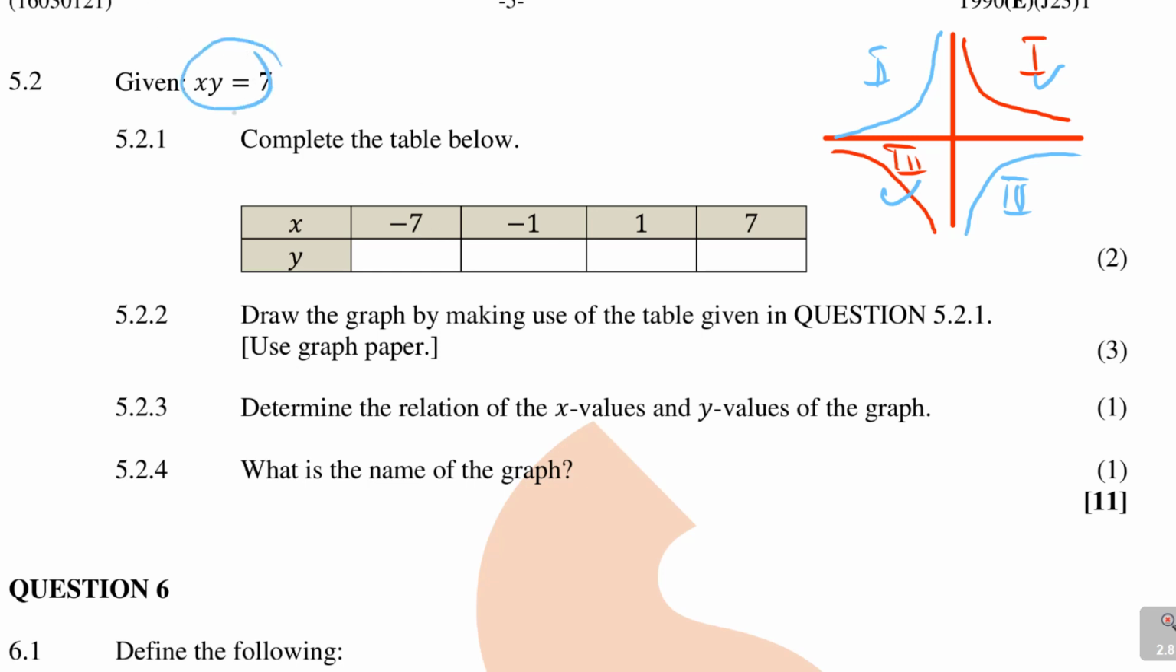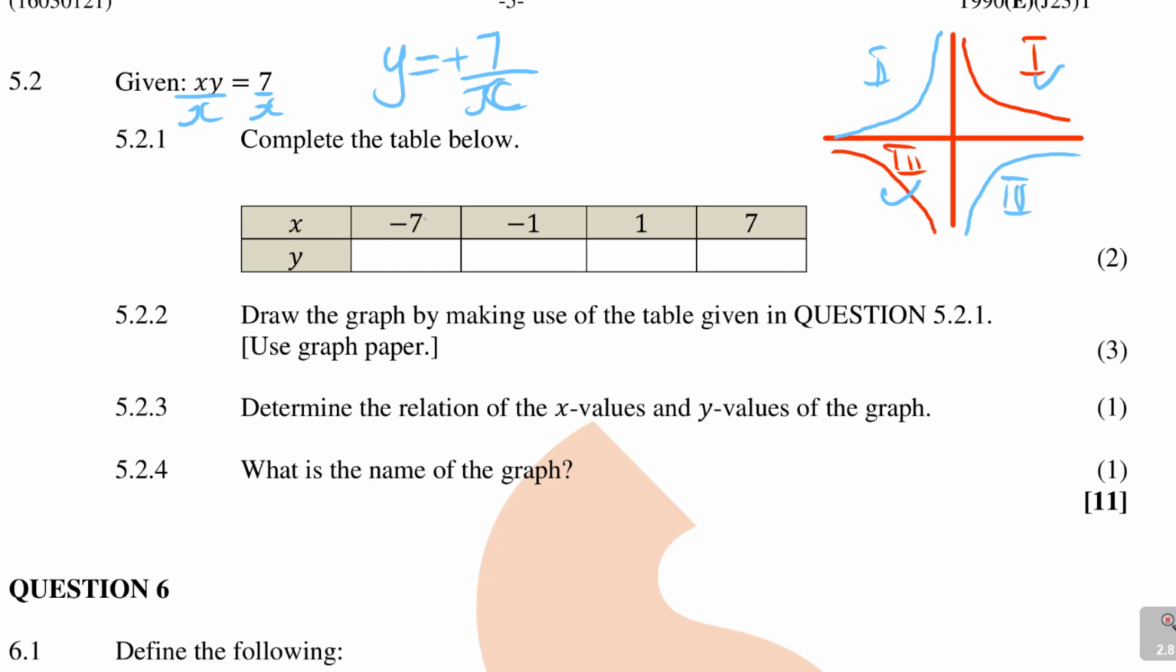Usually when they say complete the table, there is a question which says write this equation in standard form. So what you do here, just to give a bit of background, you divide by x so that you've got y is equal to 7 over x. You understand? So you can see that is a positive equation, right? So now let's start putting values.